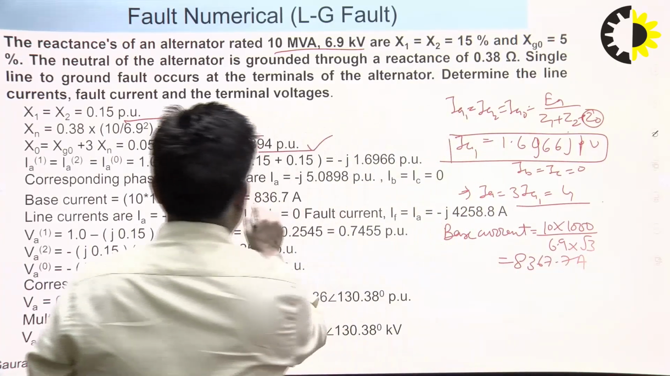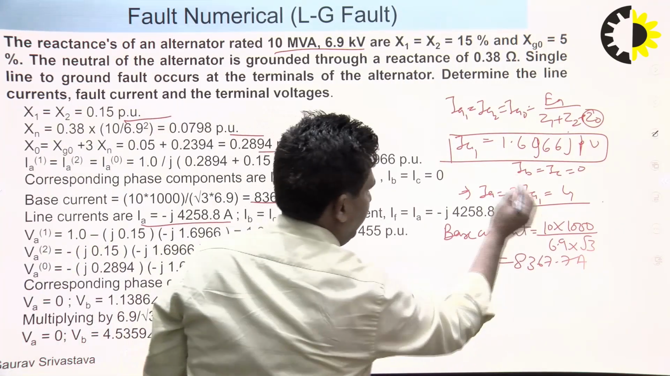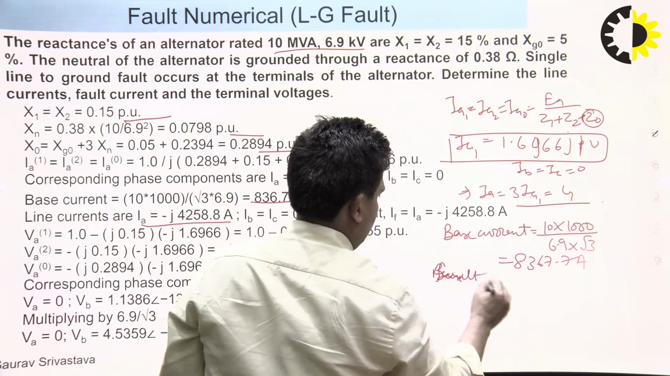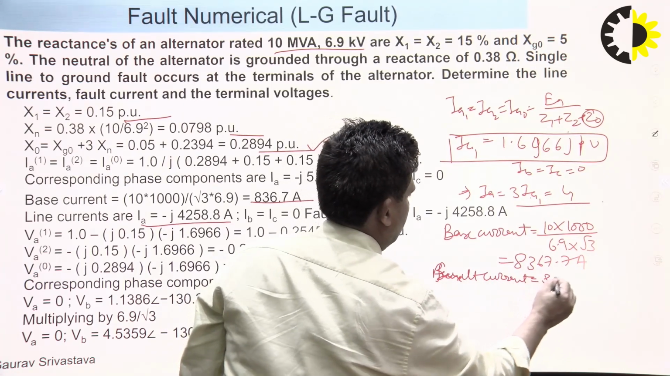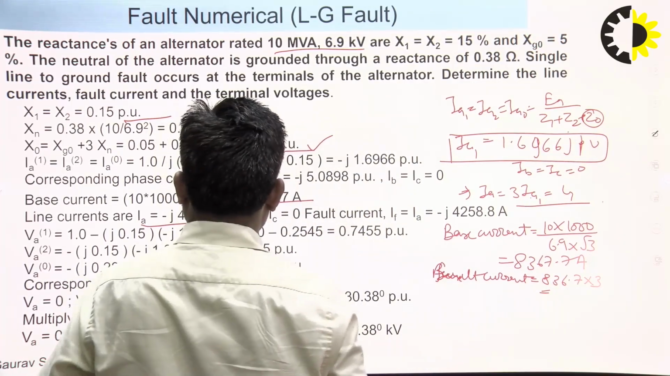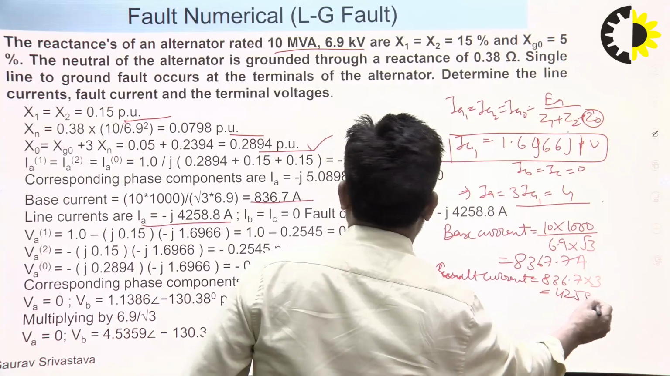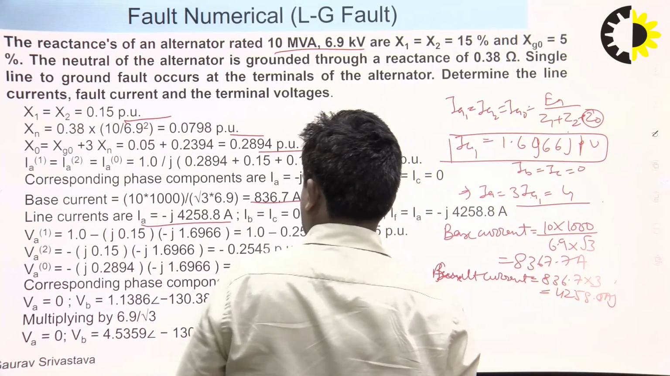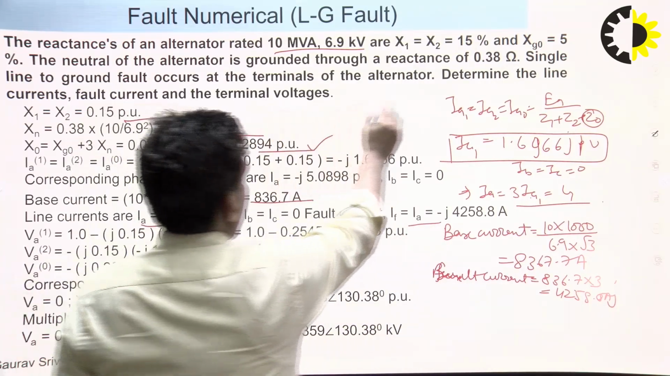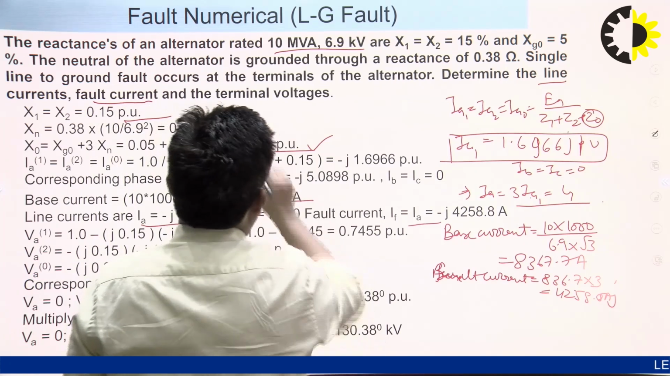Okay. So the line current fault IA is obtained by multiplying 3 times this. So the fault current is 836.7 into 3, so it becomes 4258.8 ampere. Clear? So that is the fault current we have calculated. The first question, determine the line currents and fault current, is completed, and right now we have to calculate the terminal voltages.